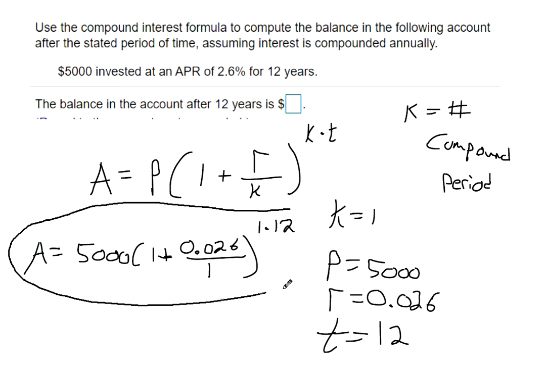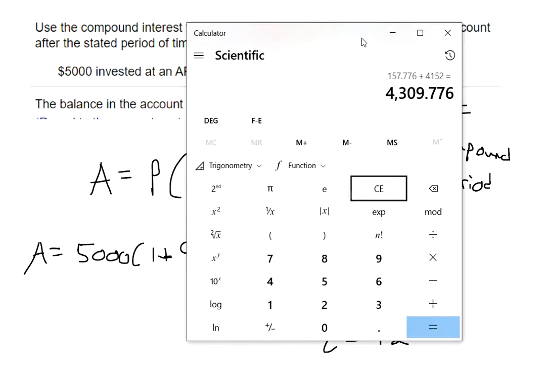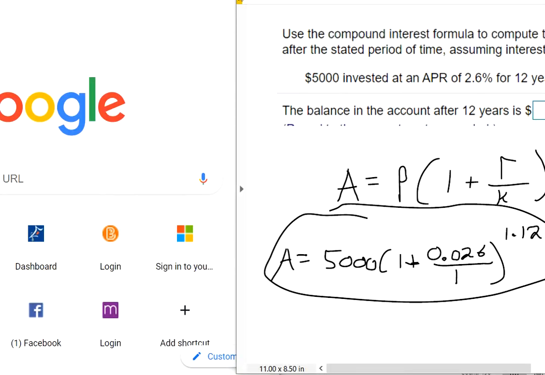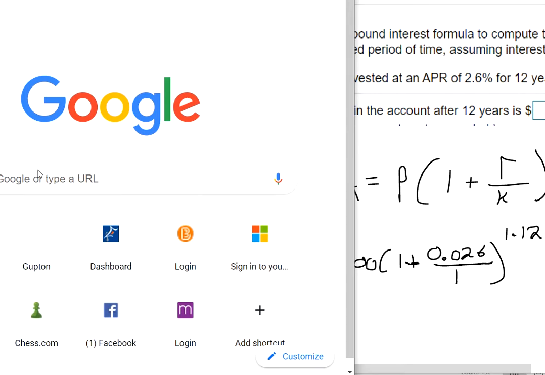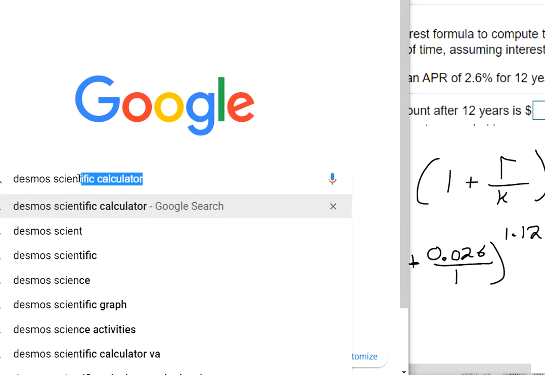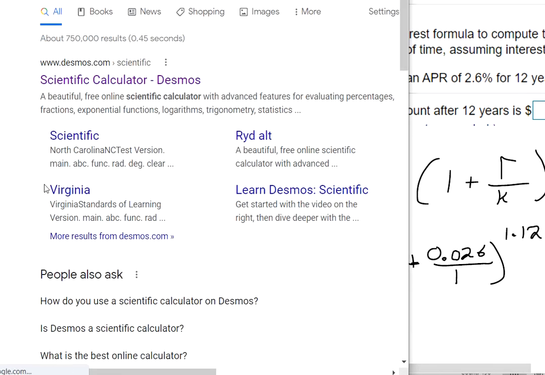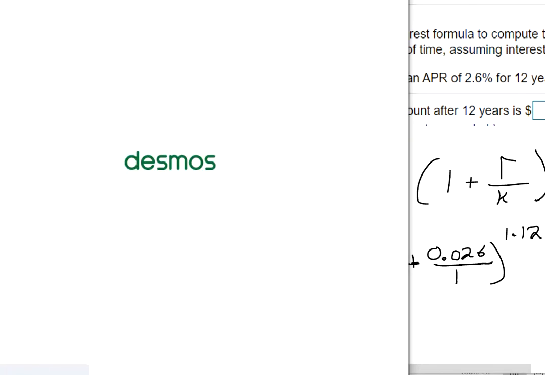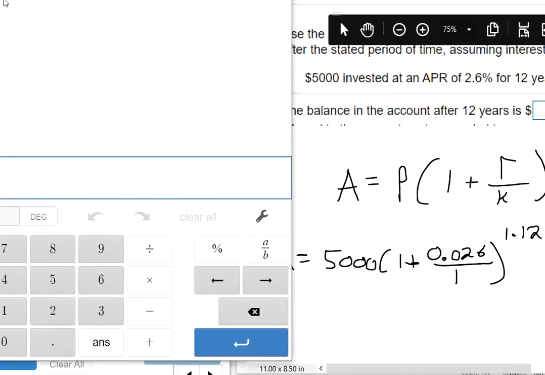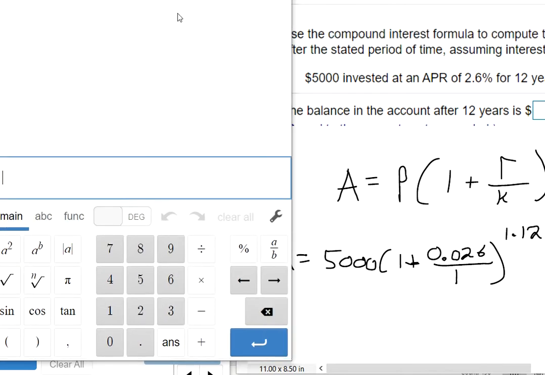So some students have trouble using this type of calculator for this problem. So let me go to a web browser and I'll show you an online calculator that works easy with this. This is what we want to calculate over here. So I've got Google pulled up. If you type in Google Desmos Scientific Calculator, there's a free online calculator that works great with these exponent things. Shoot, it doesn't quite fit my screen. There we go. That's better.